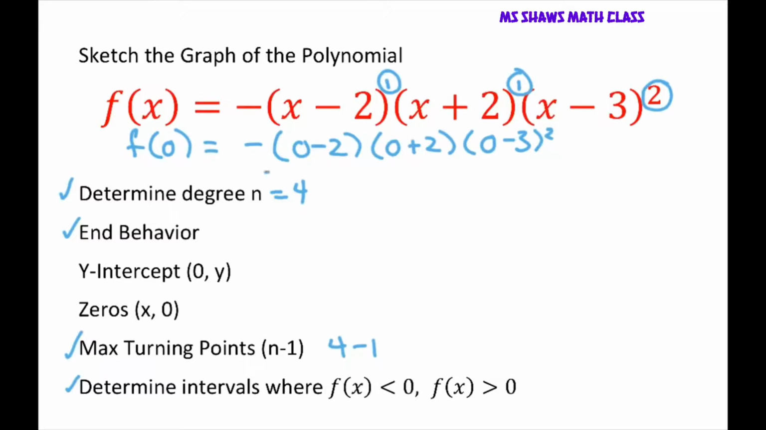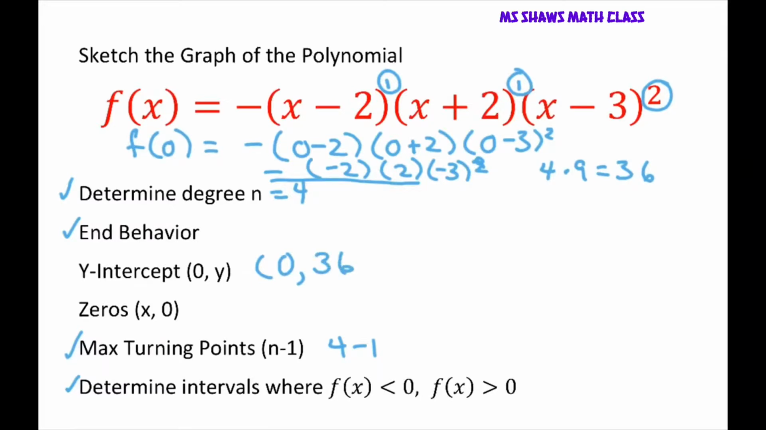So that gives you negative 2 times 2 times negative 3 squared. This part right here is 4. Why did I put a 9 there? All right, this is 4 times 9, which is 36. So our y-intercept is occurring at 0, 36.